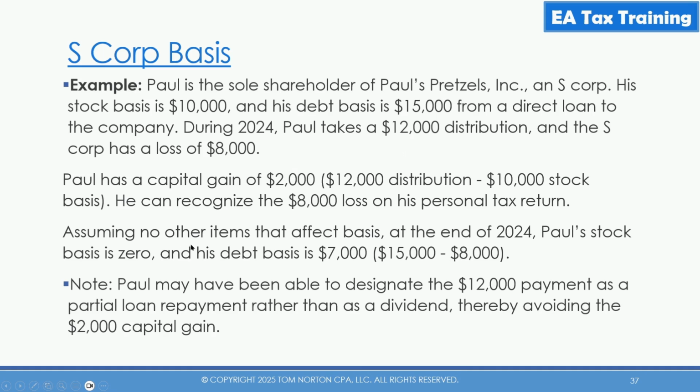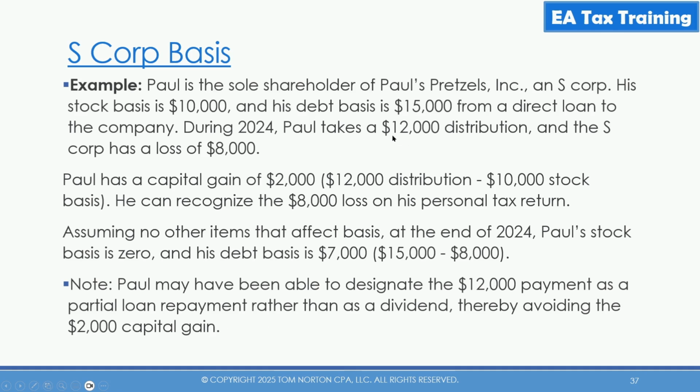So assuming no other items that affect basis, at the end of 2024, Paul's stock basis is zero and his debt basis is $7,000. So it was the $15,000 he started with minus the $8,000 of losses he took on his tax return, leaves him with that $7,000. Note here that Paul may have been able to designate that $12,000 payment as a loan repayment rather than as a dividend, thereby avoiding the $2,000 capital gain.